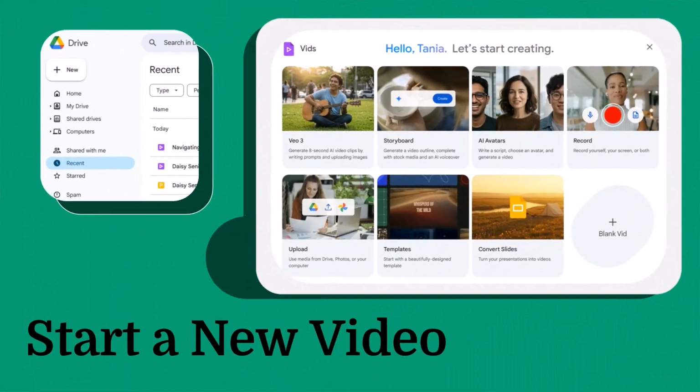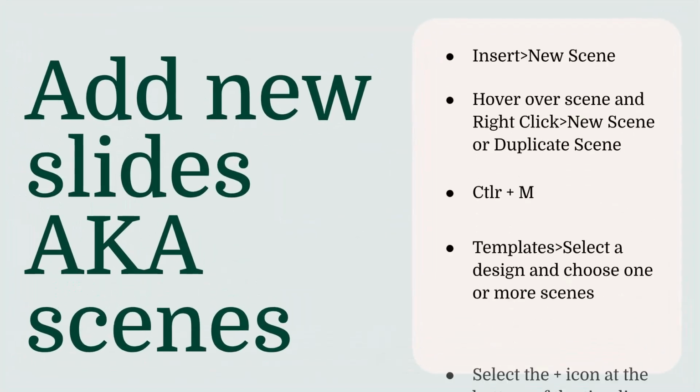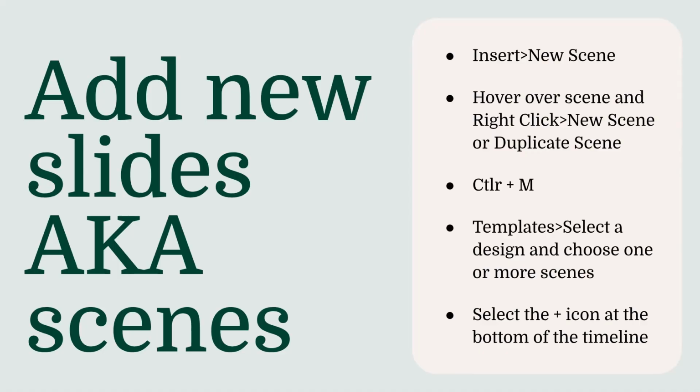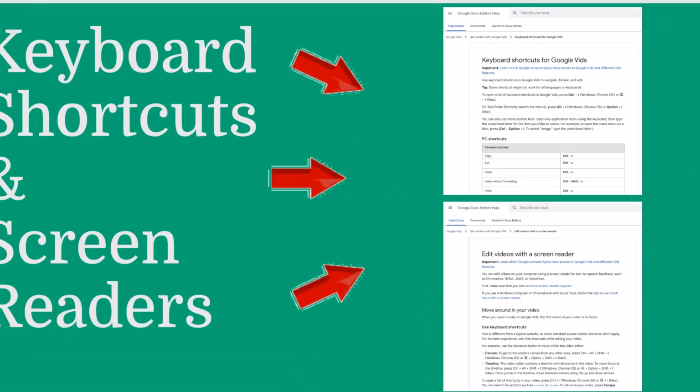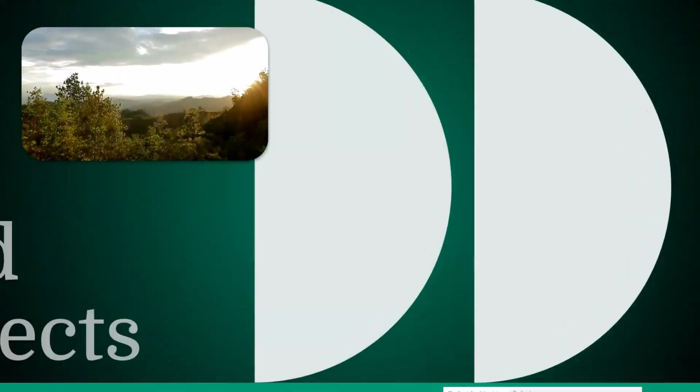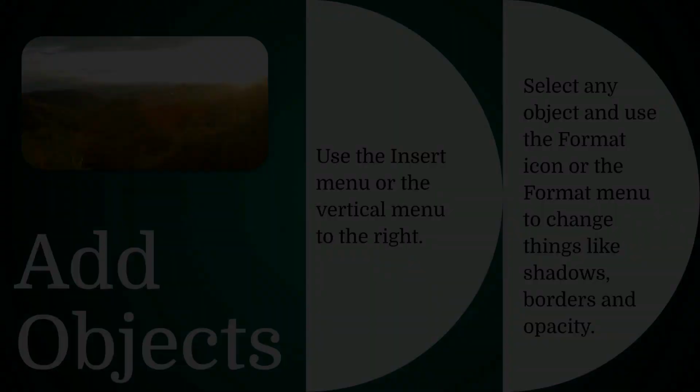To start a new video, simply click on the New Project button. In Google Vids, a slide is called a scene. You can add new scenes in a variety of ways. Rearrange scenes by dragging and dropping or right-click a scene, then move scene. Wow! You can easily add and format objects. This is going to be a sample, and I'll show you how to edit.